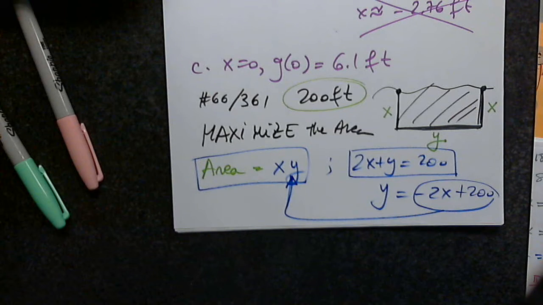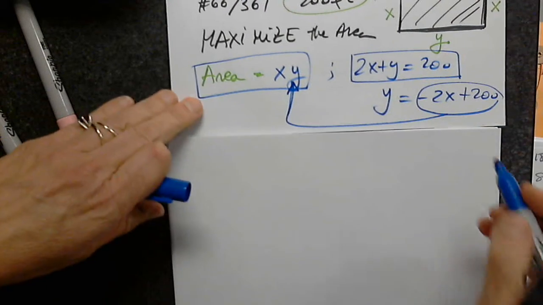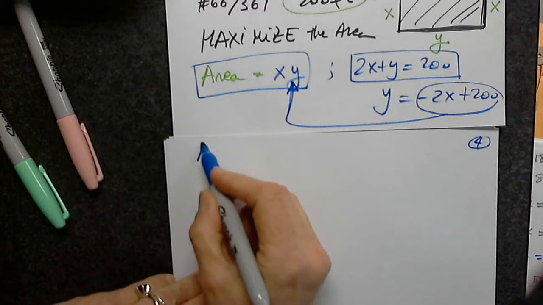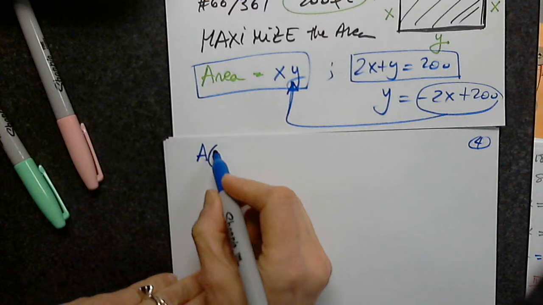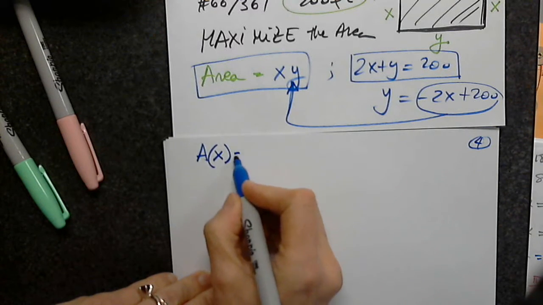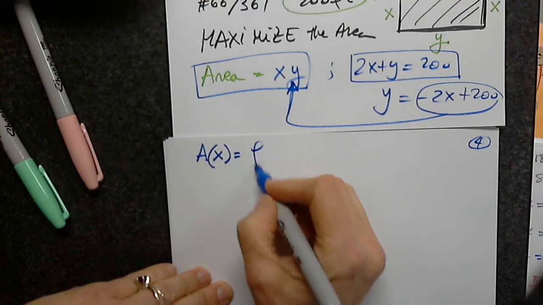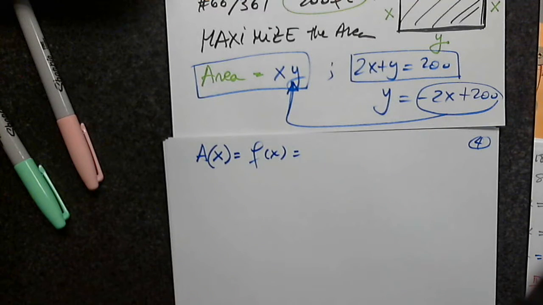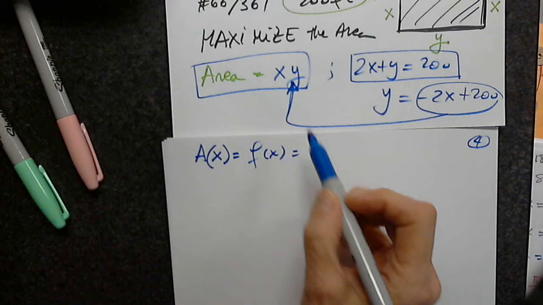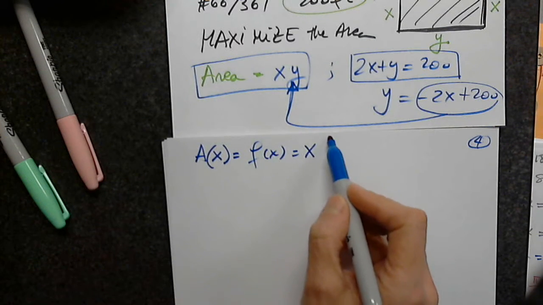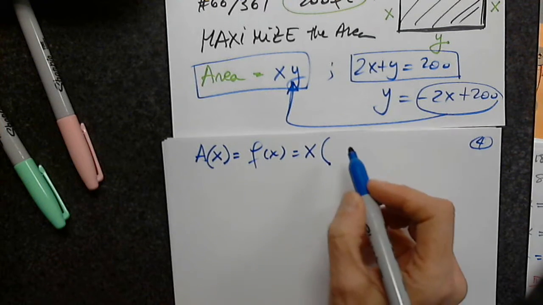So I have a relationship now for y. Y depends on x, and I have it as negative 2x plus 200. Now please dictate my next step. So the area, can I say now that it will become a function of x? You don't have to write A of x. You can write f of x, you can write g of x. The name is up to you. I copy, and then in parentheses, what do I write?